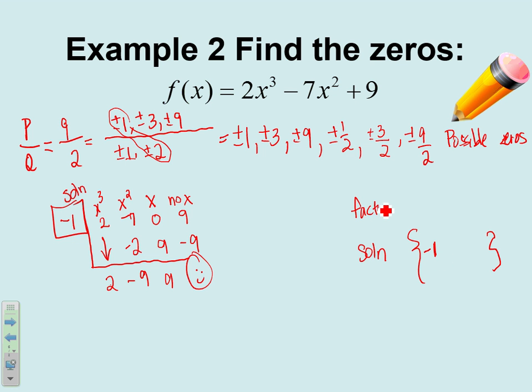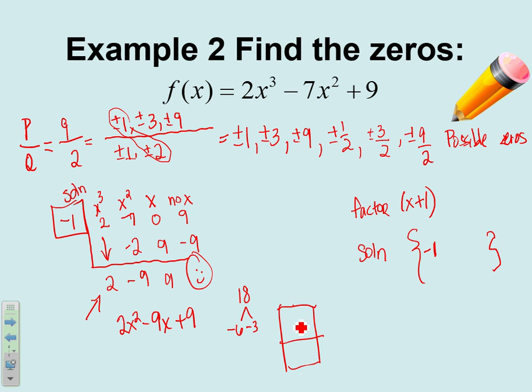What would be the factor that we get from that solution? Yep, x plus 1 would be the factor, because if I set that equal to 0, I'd get negative 1. And now we're going to factor 2x squared minus 9x plus 9. Okay, we're going to use the AC method again. 18, 2 factors of 18 that make negative 9 would be negative 6 and negative 3. Do your squares. 2x squared minus 6x minus 3x plus 9.